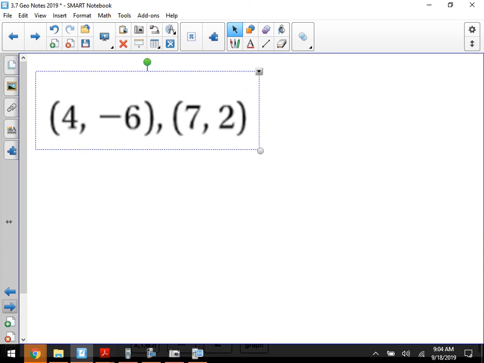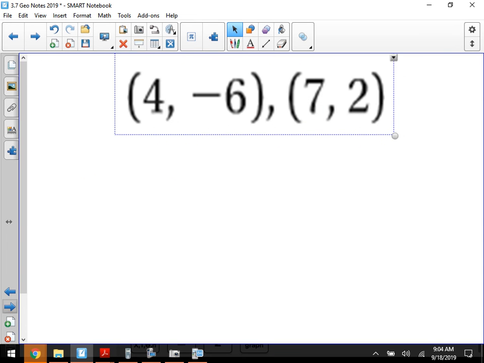So, for an example, let's find the slope between those 2 points. We have what are called ordered pairs. Ordered pairs are just coordinates on the graph. We're not worried about graphing these things. We're just going to use the formula itself to try and solve for the slope.